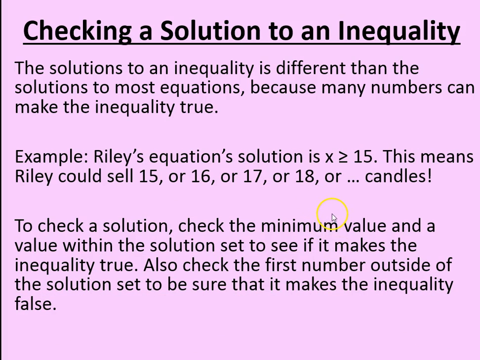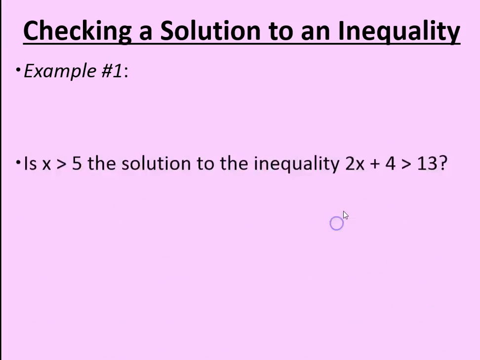To check a solution, check the minimum value, which in this case would be 15, and a value within the solution set, which would be one greater than 15, and also check the first number outside of the solution set to make sure it makes it false. So I should also check 14 to make sure that it does not make the inequality true. Let's look at an example.